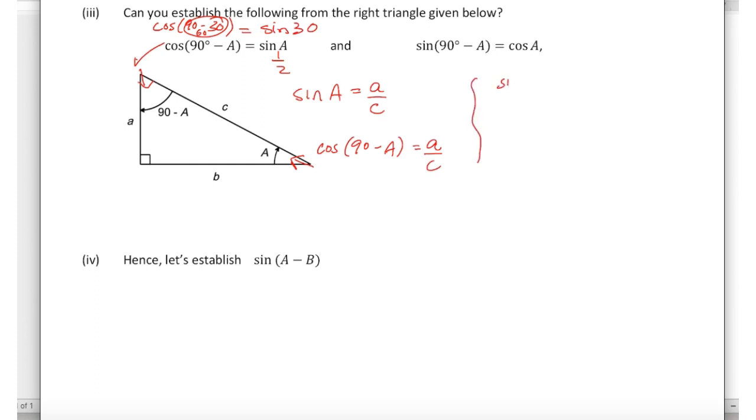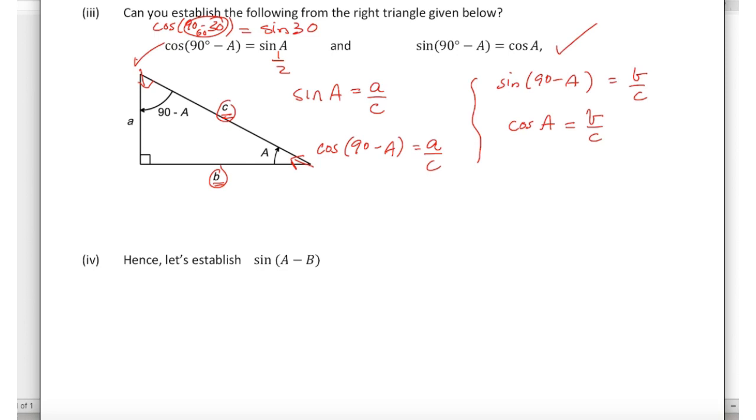Let's have a look at the sine of 90 take the angle. So if we look from the angle 90 take A, we do opposite over hypotenuse will be B over C, which we can see in our triangle. And the cos looking from angle A is the adjacent over the hypotenuse, which is also B over C. So we can see that yes, that definitely holds true.